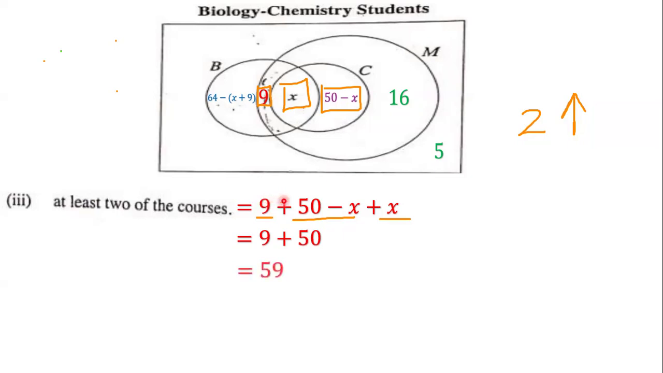9 plus 50. And the reason why we have 9 plus 50 is because if you notice carefully, we have negative x plus x. So those two cancel out each other. And so we're just left with 9 plus 50, and 9 plus 50 is definitely 59. And so the number of students who take at least two of these courses is definitely going to be 59. And that's the answer to this particular question.